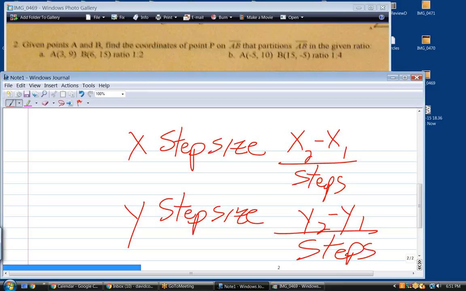Okay. Just remember what step size means. Step size means going from A to P, that's the step size. That step size is 1/5 going from A to B.